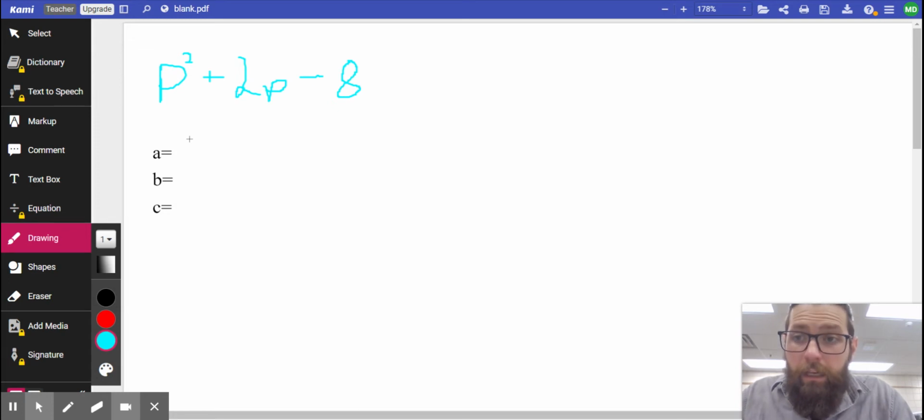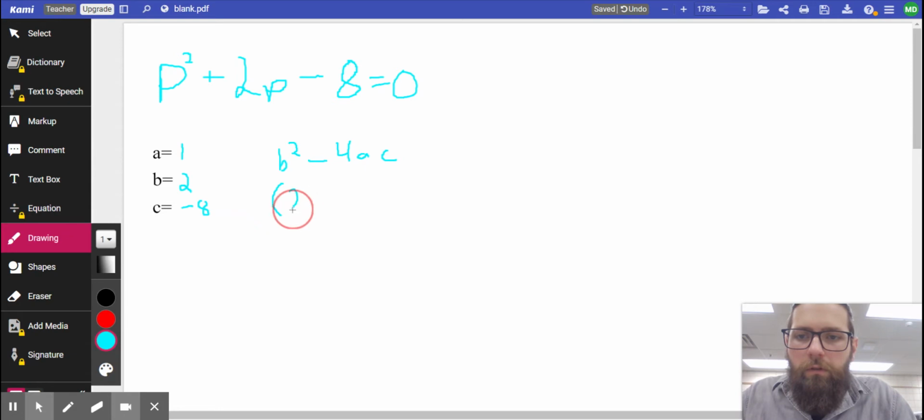First step is always you're going to find A, B, and C. So in this problem, this should be equal to 0. They should all be equal to 0. A is going to be 1, B is going to be 2, and C is going to be -8. So when I run the b squared minus 4ac, I will now use b as a 2, so we'll do 2 squared minus 4 times a, which is 1, times c, which is -8.